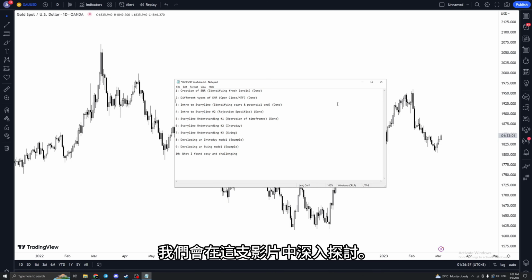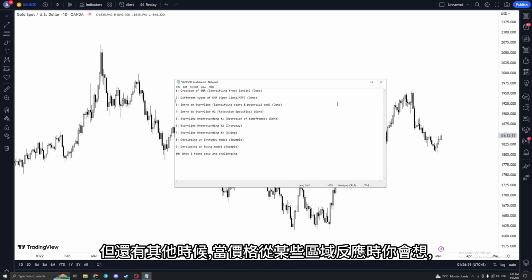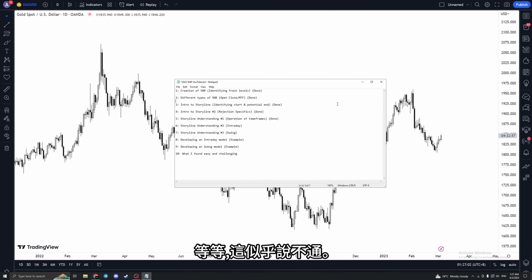But then there are other times when price reacts from areas and you're wondering, wait a minute, that doesn't quite make sense. That doesn't quite align with what I've been taught. So I'm here to share this.